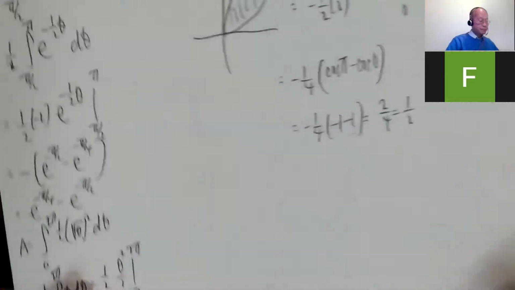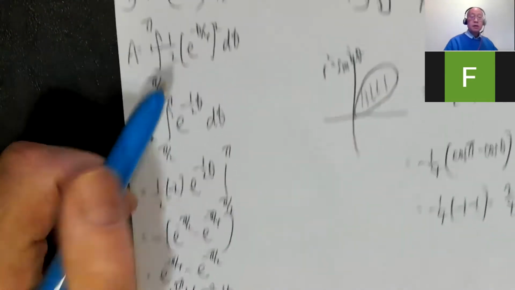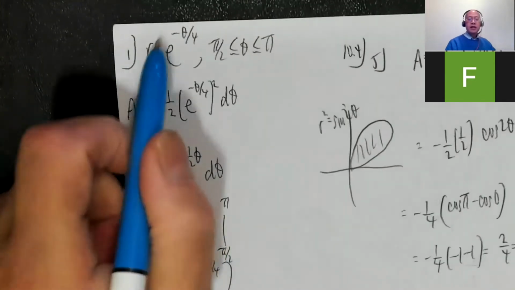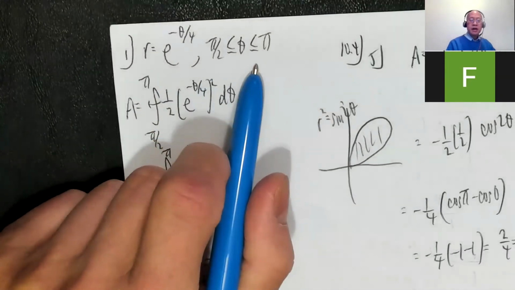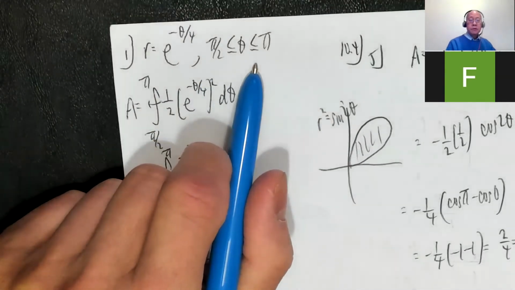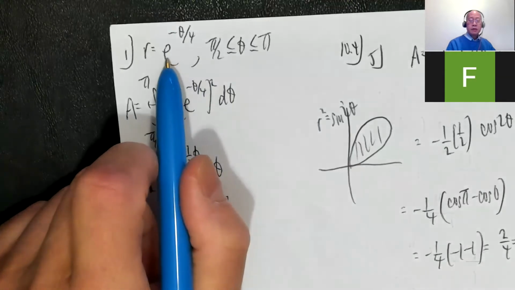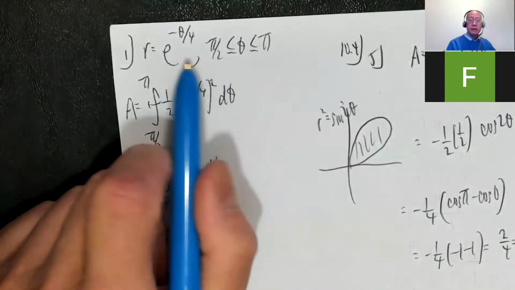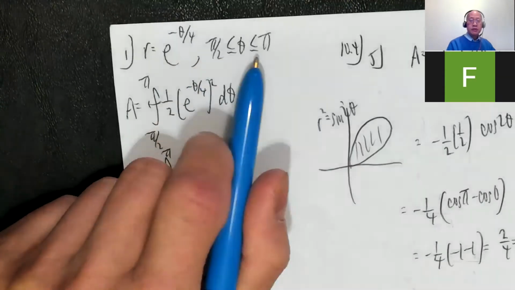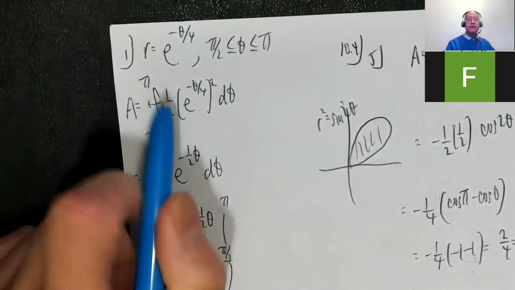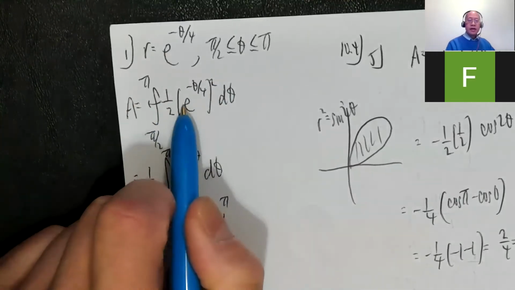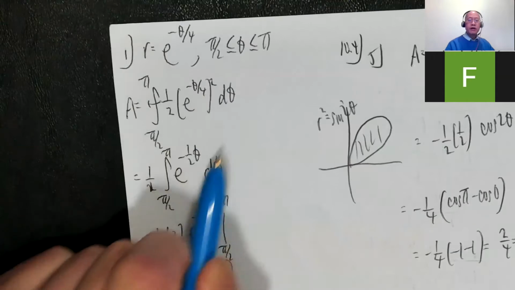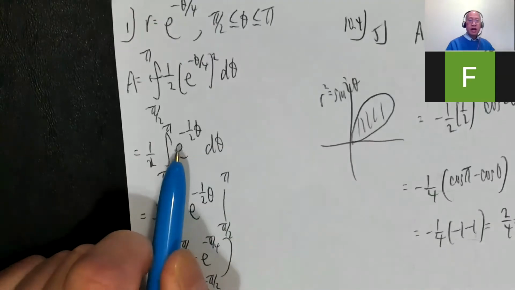So here we go. Number 1, r equals e to the negative theta over 4 between pi over 2 and pi. Find the area bounded by the graph, where theta is pi over 2 and theta is pi. So 1/2 r squared d theta is the formula. Normally take out the half. E to the negative theta over 4, squared, becomes e to the negative half theta.